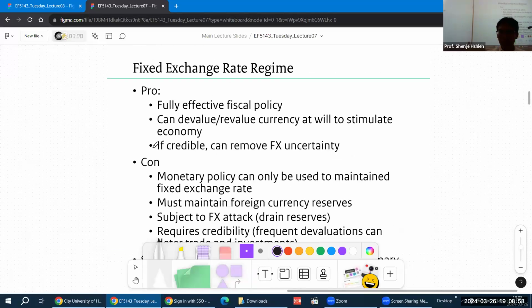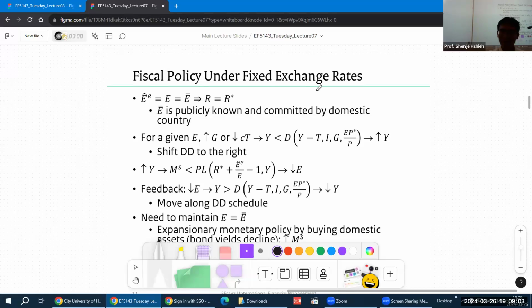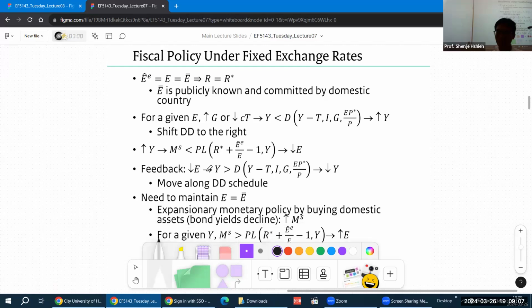All right, so we talked about pros and cons. I'll let you read this yourself. I talked about fiscal policy under fixed exchange rate, and I listed out the mechanism here so you can read it yourself. But the basic idea is if you decide to conduct fiscal policy, you're going to have an output effect, but there's a secondary effect: a crowding out effect coming from changes in E in the direction that makes the currency stronger if you're expanding fiscal policy, and the reverse if you're contracting fiscal policy.